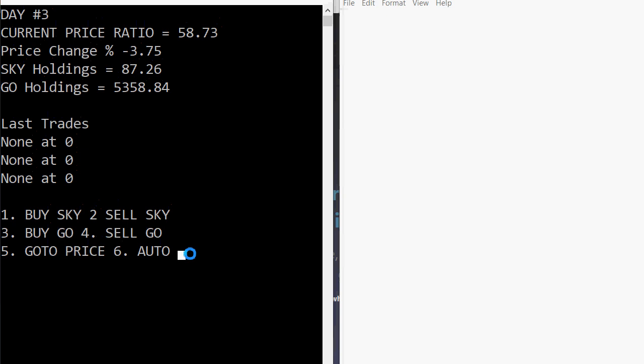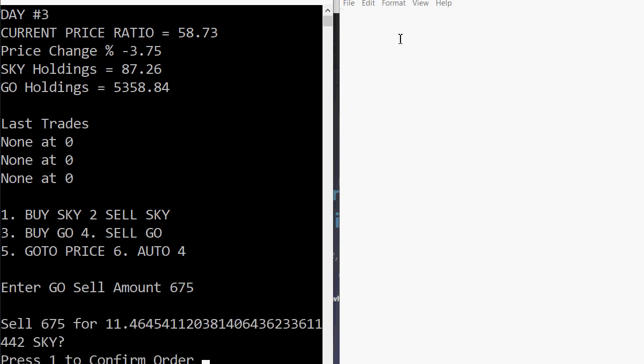And there we have a move going to 58.73. So how I'm going to do this is whatever there's a move, I'm going to sell like 6-7% at a time, like 675, just whatever there. So I'm going to put in 11.47 for 675.